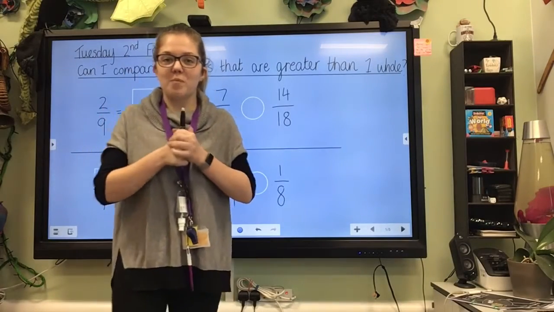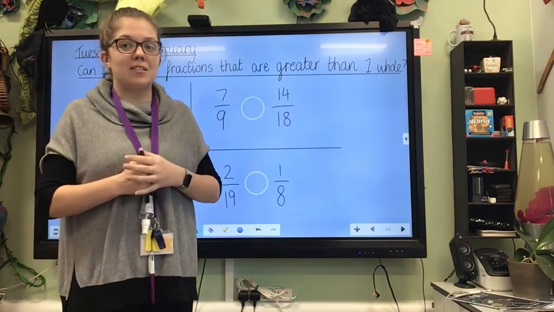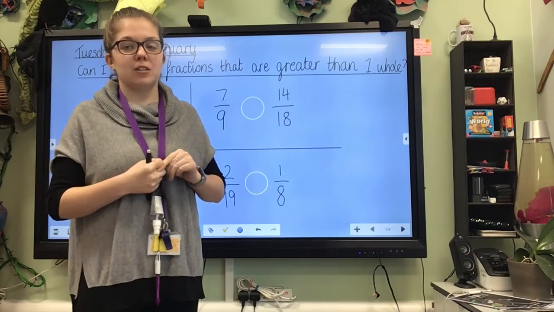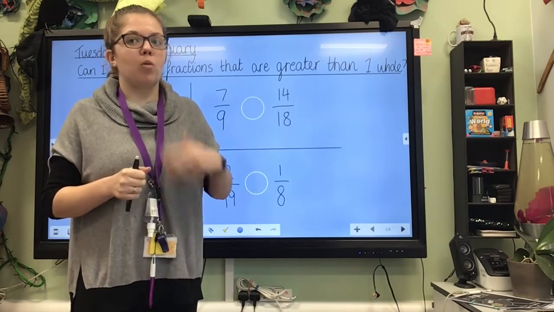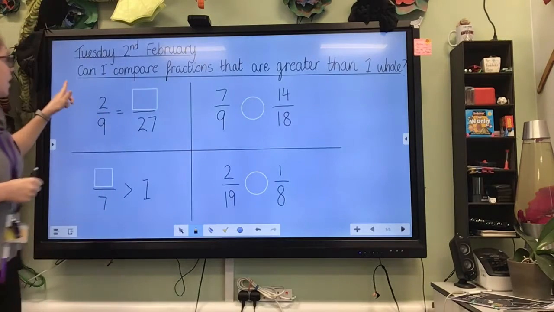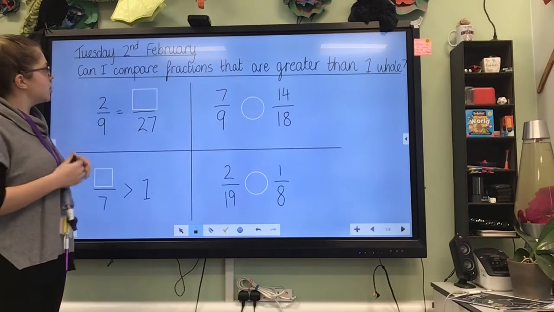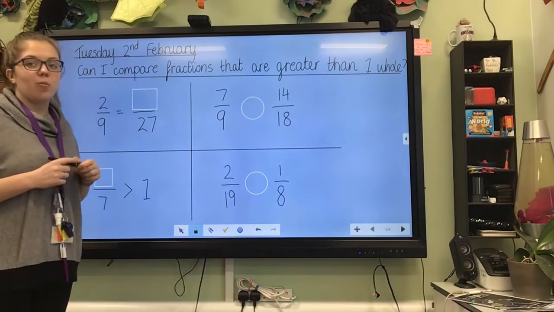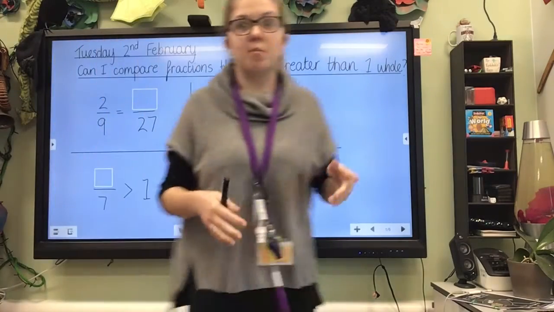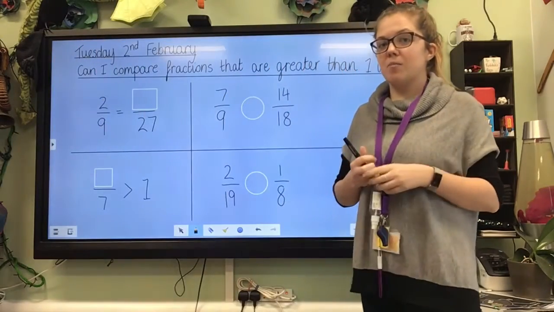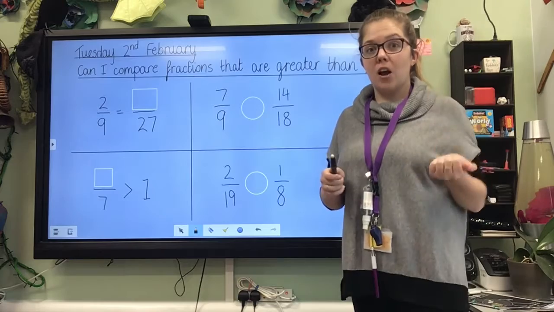Year 5, I'm back with another maths video, and today we're carrying on comparing fractions with a little bit more work. So, our learning question: can I compare fractions that are greater than 1 whole? So our fractions might go into our improper fractions and mixed numbers that we looked at last week.